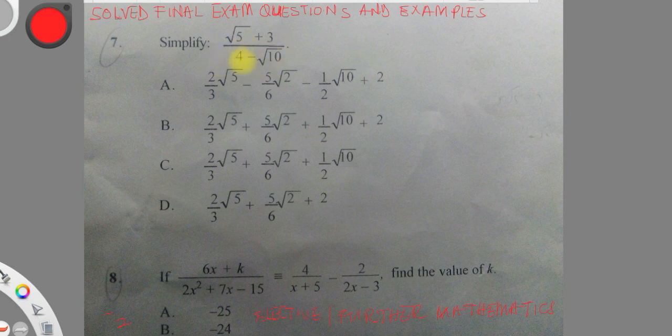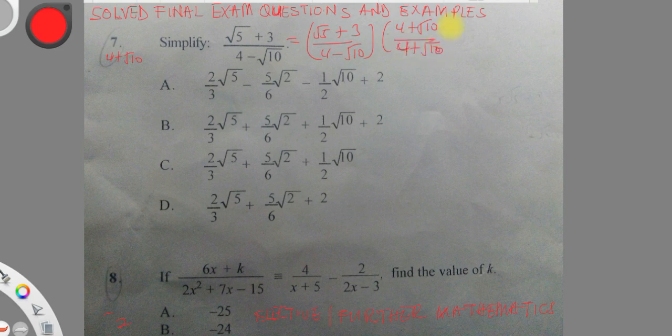The denominator is 4 minus square root of 10. So what is the conjugate of 4 minus square root of 10? The conjugate will be 4 plus square root of 10. So we have the given surd, which is square root of 5 plus 3 over 4 minus square root of 10. Then you multiply by the conjugate, which is 4 plus square root of 10, all over 4 plus square root of 10.